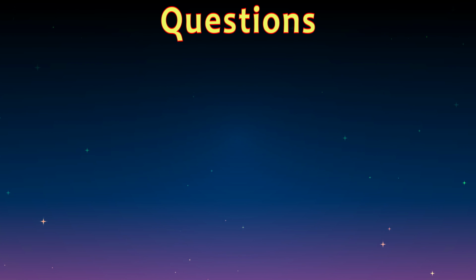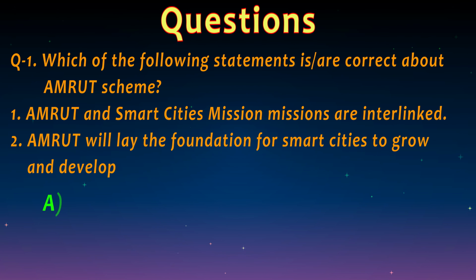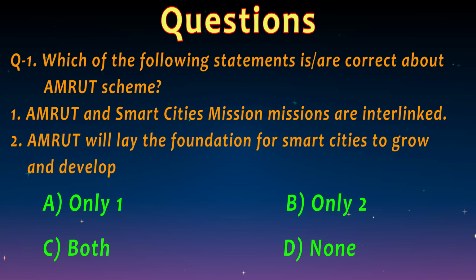We will look at one practice question, which is: which of the following statements is correct regarding AMRUT scheme, which is Atal Mission for Rejuvenation. Now, AMRUT and Smart City Mission are interlinked, and AMRUT will lay the foundation for smart cities to grow and develop. Now, before answering this, just go back and look at the AMRUT and smart city mission components. You will see that the components of AMRUT and the mission are almost the same, because both of them are focusing on ensuring that basic services are available in urban areas like water supply and sustainable cities, mobility, etc. So here both the options are right. So the correct answer will be option C.